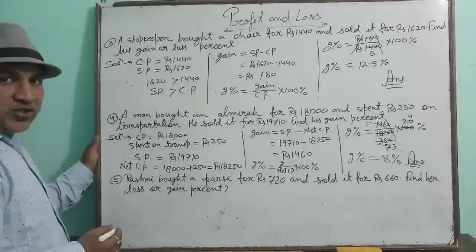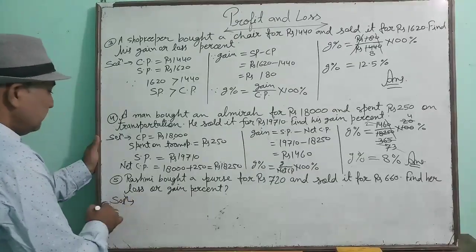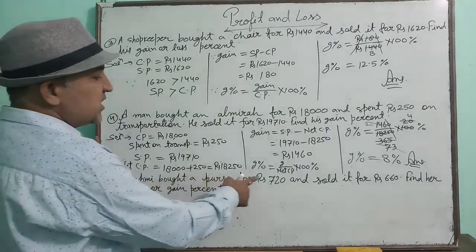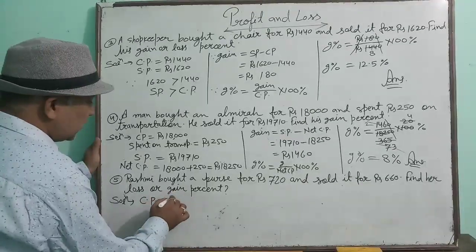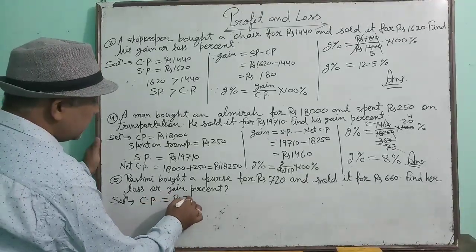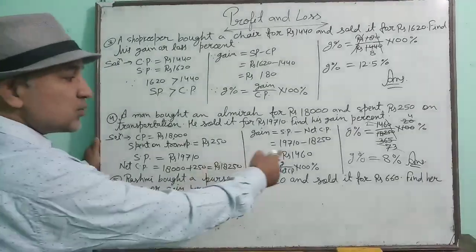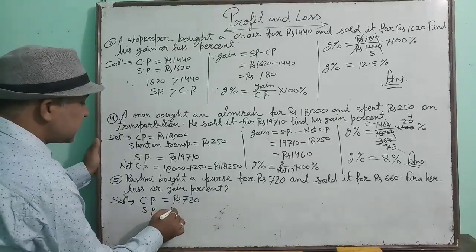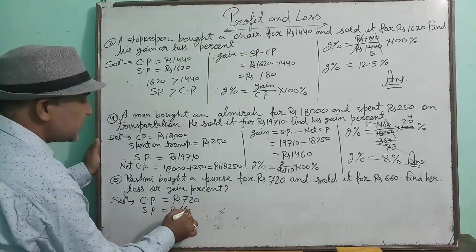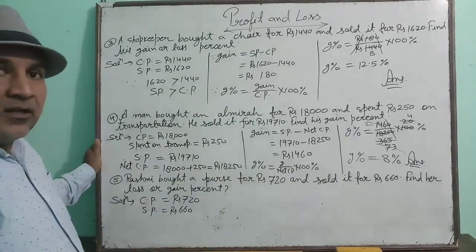Now see the last question. Question number 5. Rashmi bought a purse for this many rupees. We know that bought money is called the cost price. That means here cost price is 720, and she sold it for this many rupees. That means selling price is rupees 660. Now find her loss or gain percent.